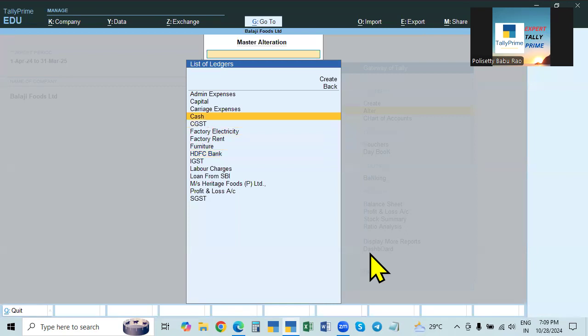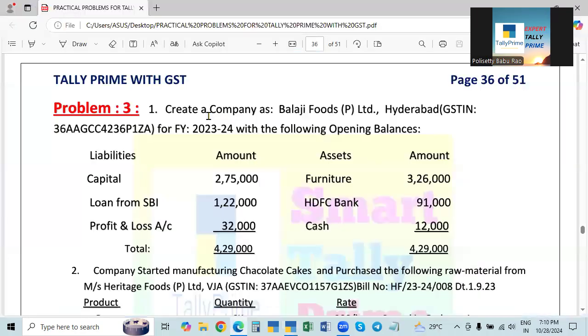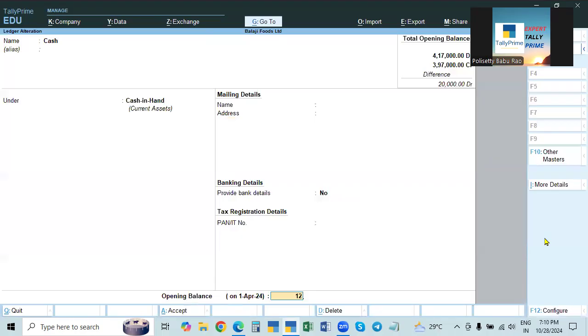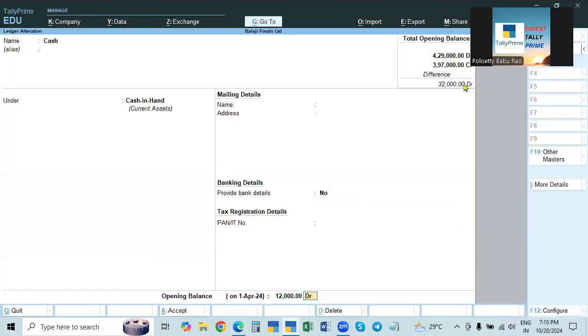So go to cash. It is already the default. From there itself, go to the end, that is Control End. The balance is 12,000. Cash in hand is an asset, so it is a debit balance, automatically debit. So the debit side total is 4,29,000.